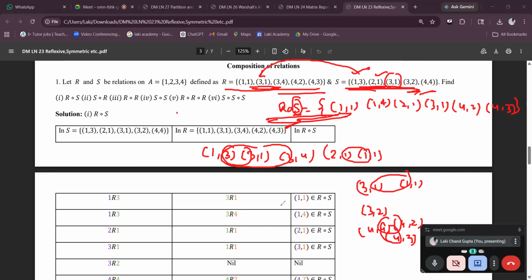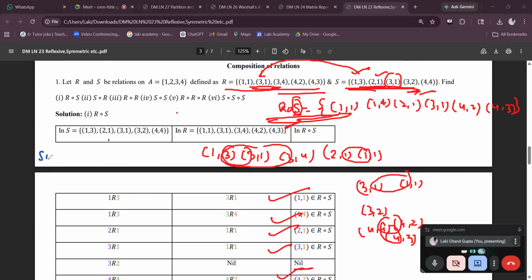So you are getting what? 1 comma 1, 1 comma 4, 2 comma 1, 3 comma 1. And nil. Nil means no pair for 3 comma 2, right? And then 4 comma 2, right? Understood?